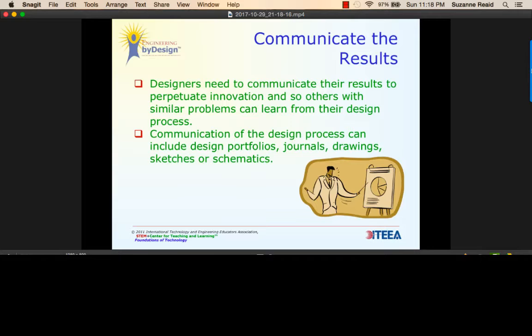Designers need to communicate their results to perpetuate the innovation, and so others with similar problems can learn from their design. Communication of a design process can include design folios, journals, drawings, sketches, and schematics.